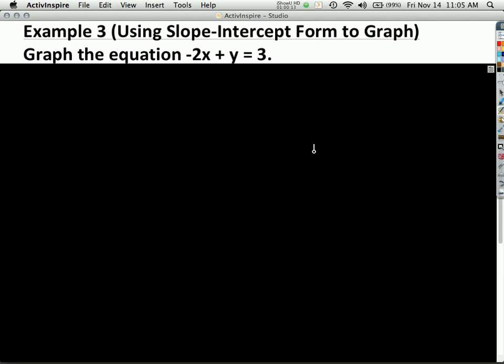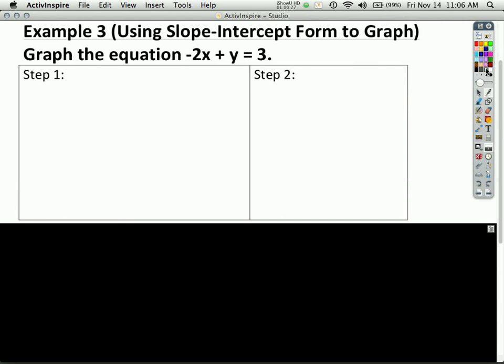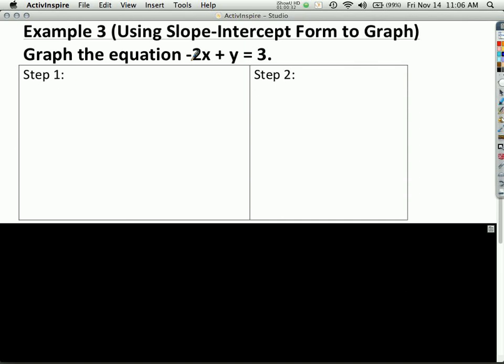So everyone look back at your notes at step number 1. What does step number 1 say to do? Raquel? Write it in slope-intercept form. So that's the first thing we're going to do. Rewrite this so that it's in slope-intercept form: negative 2x plus y equals 3. I want it to say y equals something x plus or minus something. That's what I want. So how can we accomplish that?